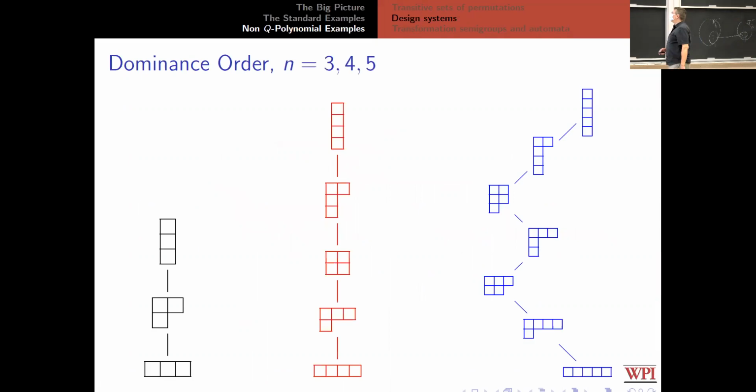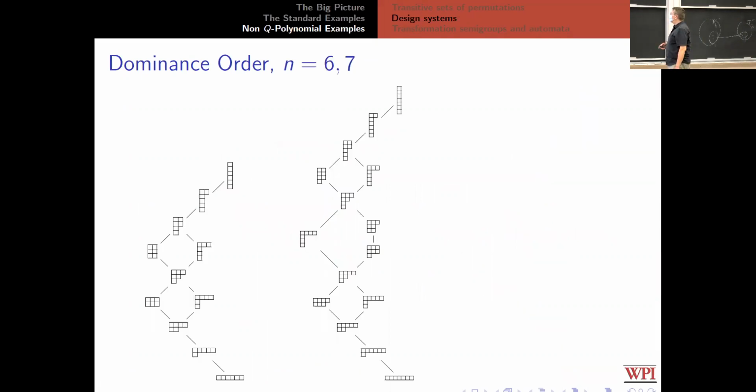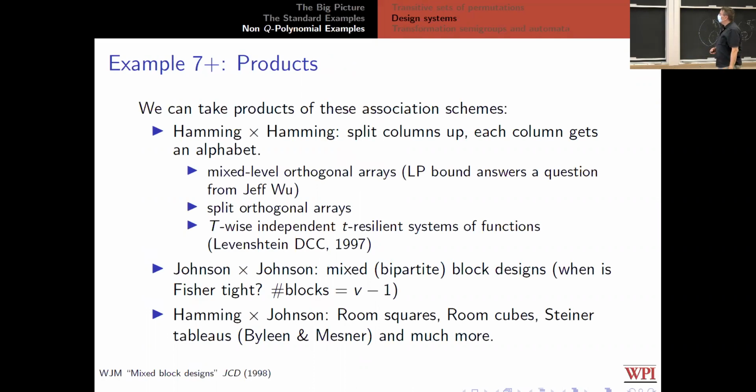I said that we had the dominance order. There are the eigenspaces for the symmetric group. That's the ordering, and these Krein parameters that Shou talked about. We need to know how these Krein parameters vanish in order to adapt the Rao bound, the Ray-Chaudhuri-Wilson bound, to these different situations. Okay, now we can take products of association schemes.